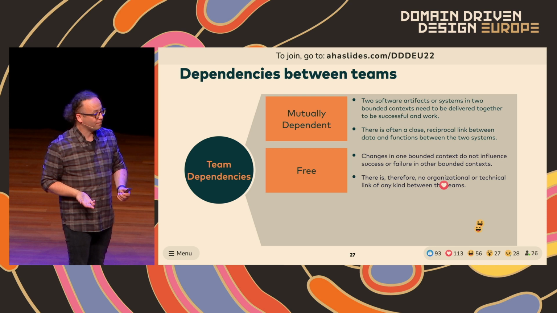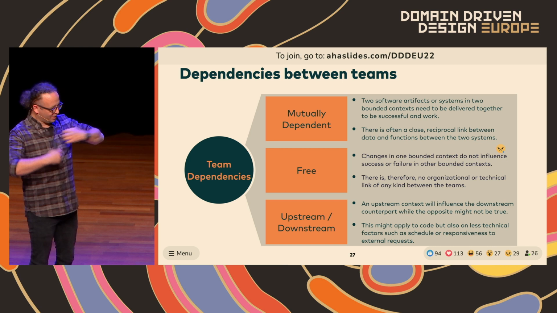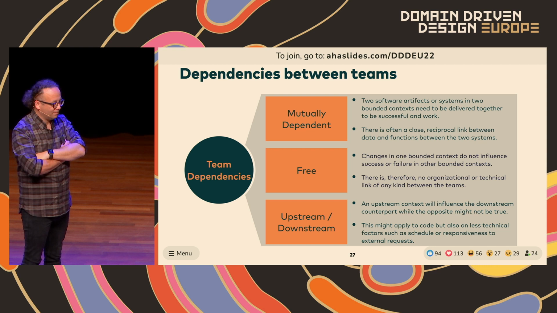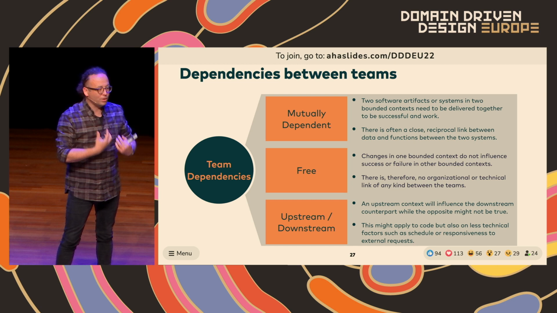And then we have the upstream-downstream dependency. So let me pick someone else. Let me grab you. So I do a code change, and it doesn't affect you. You couldn't care less. But when you change something, it affects me. I need to adjust something. Let me give you a specific example for that.